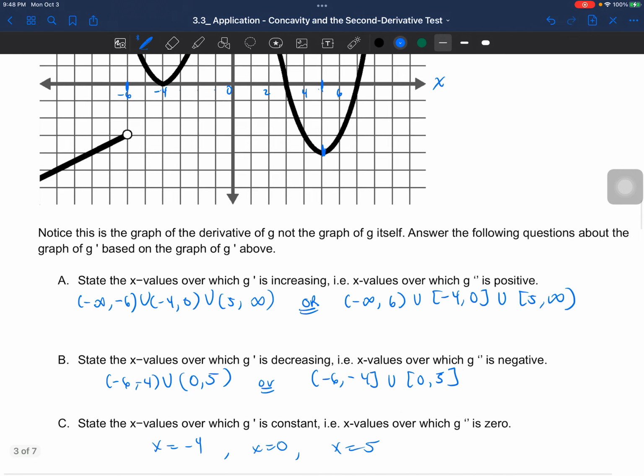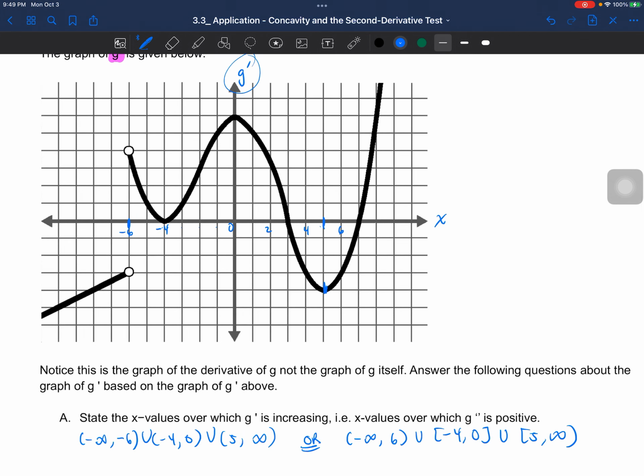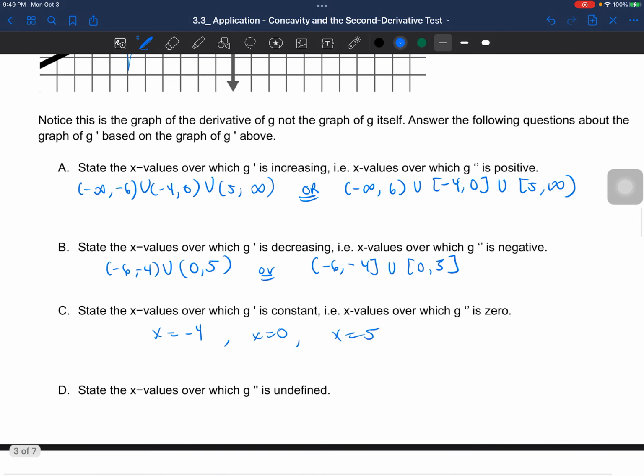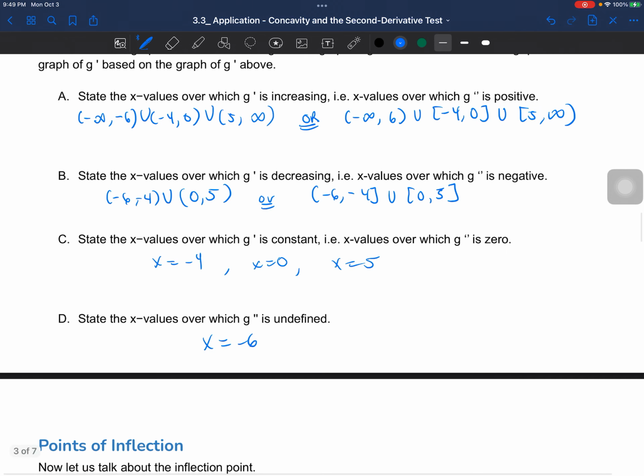And where is g double prime undefined? G double prime is undefined at negative 6. So where is the derivative of this? The derivative of this is undefined only at the intersection where it's unattached. So where is this connected?